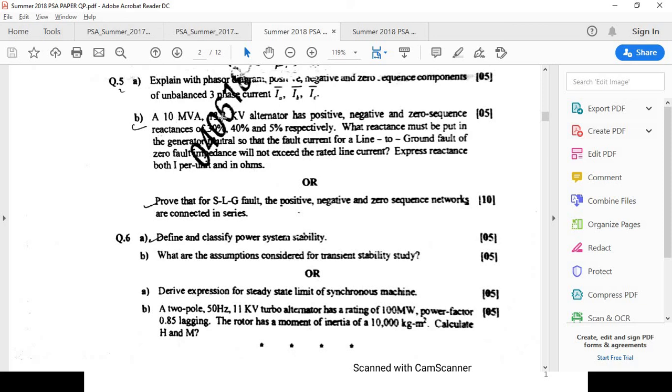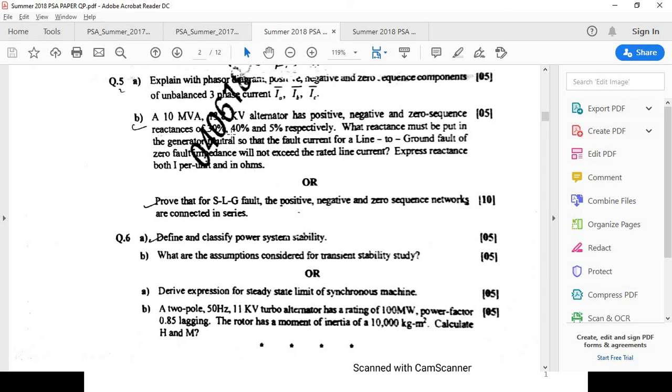What is the data? A 10 MVA 132 kV alternator has positive, negative and zero sequence reactances of 30%, 40% and 5% respectively. That is, they have given the reactances in positive, negative and zero sequence. What reactance must be put in the generator neutral so that the fault current for a line to ground fault of zero fault impedance will not exceed the rated line current?